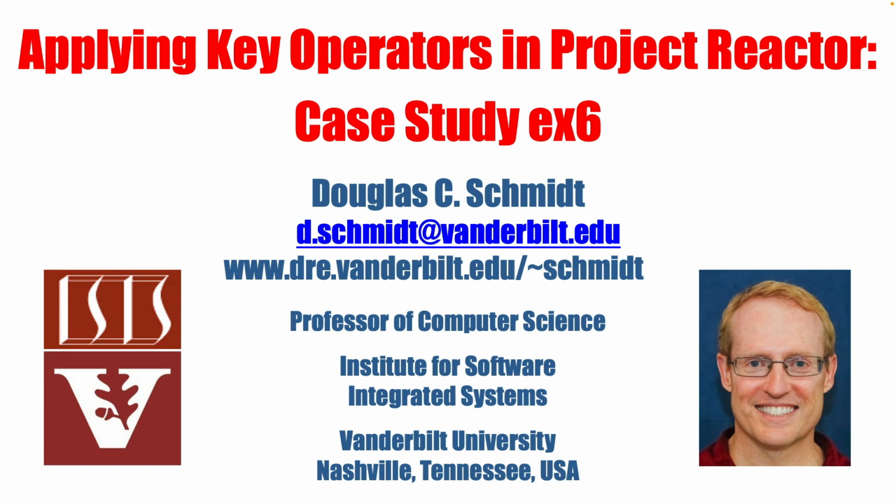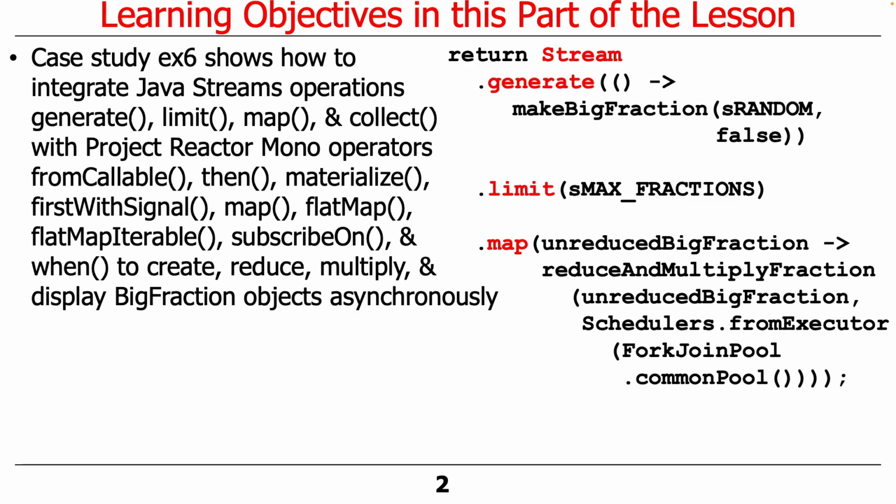So we're almost done with our discussion of Project Reactor and fluxes. We're just going to take a look at one more case study, which will illustrate some interesting things. It's going to show how you can integrate Java streams operations like generate, limit, map, and collect with Project Reactor Mono operators.